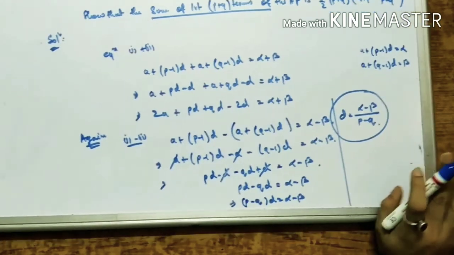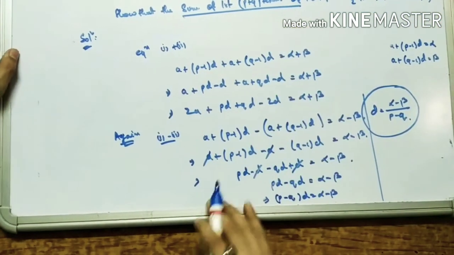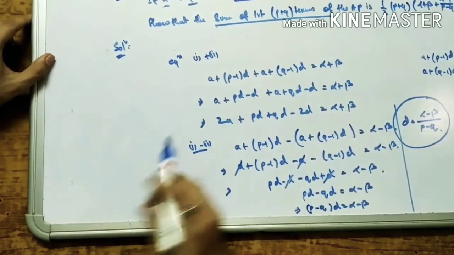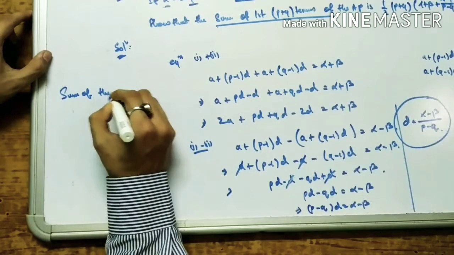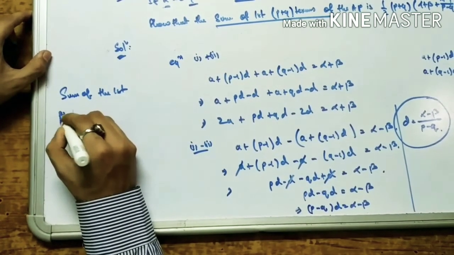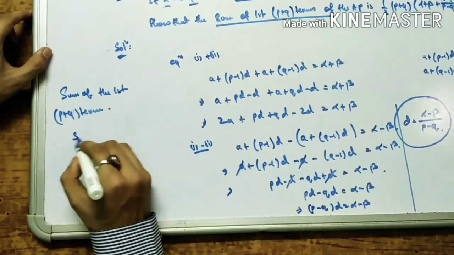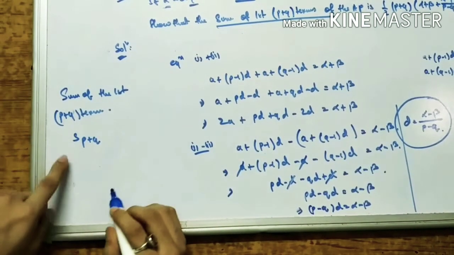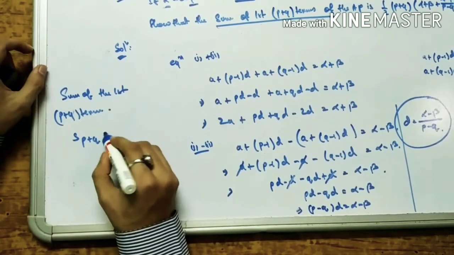Now you see, one part of the problem is finished. Now I will find S(p plus q), the sum of the first p plus q terms. This is the formula I will have to apply.